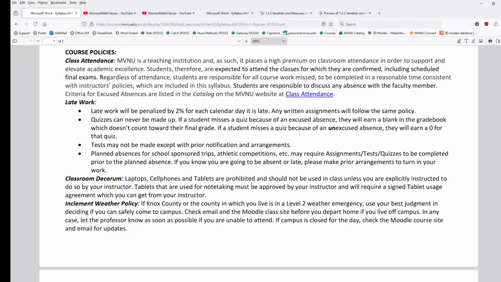Okay, so there's that. Classroom decorum. Laptops, cell phones, tablets are prohibited. Sorry, guys. So you can put away that Clash Royale or that Brawl Stars or whatever it is that you're playing. Yes? What if I use my tablet to take notes?